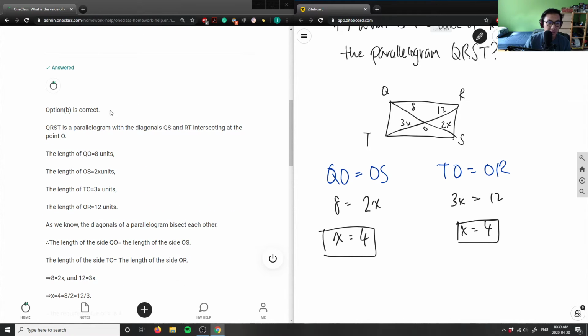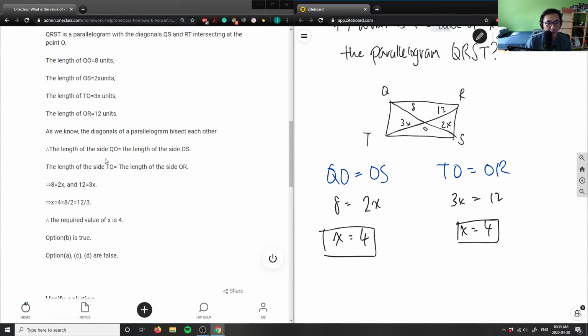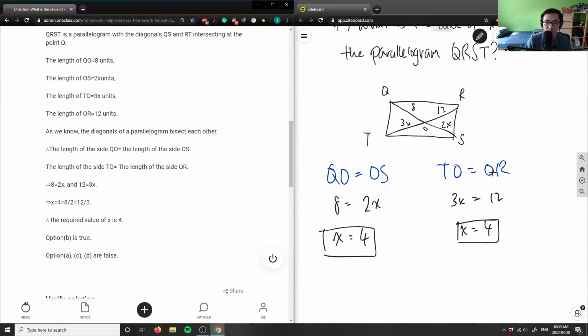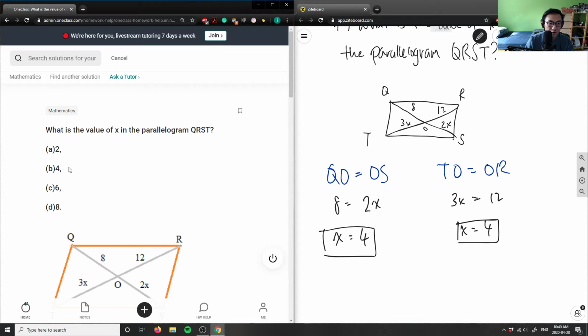So in this case, B here is correct, and they did the diagonals intersecting at point O, which is great. The length of that is 8, so they basically just redrew it here, and they're saying 8 equals 2x, 12 equals 3x. So what they did here was the exact same thing as what I wrote down, right? QO equals OS and TO equals OR, and they wrote it in algebraic form, right? 8 equals 2x and 12 equals 3x, which means x equals 4, right? For both of them. Therefore, B here is our solution.